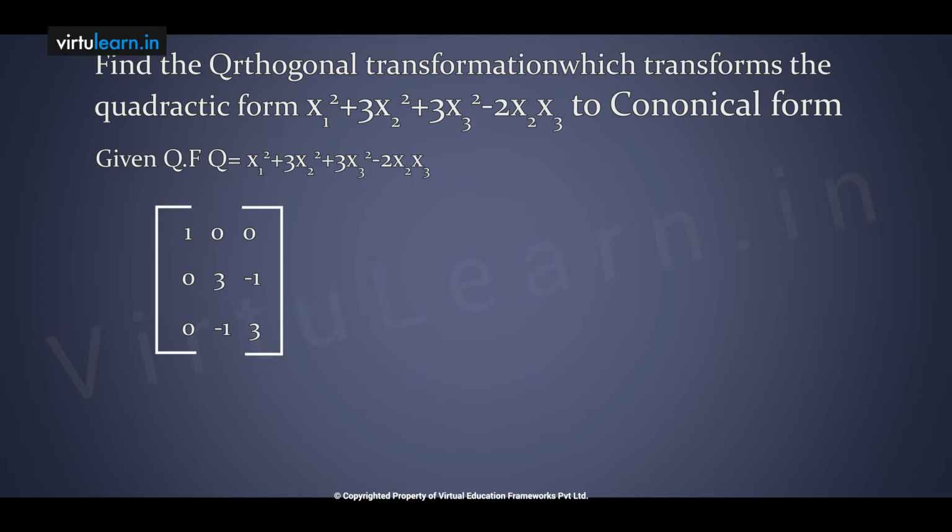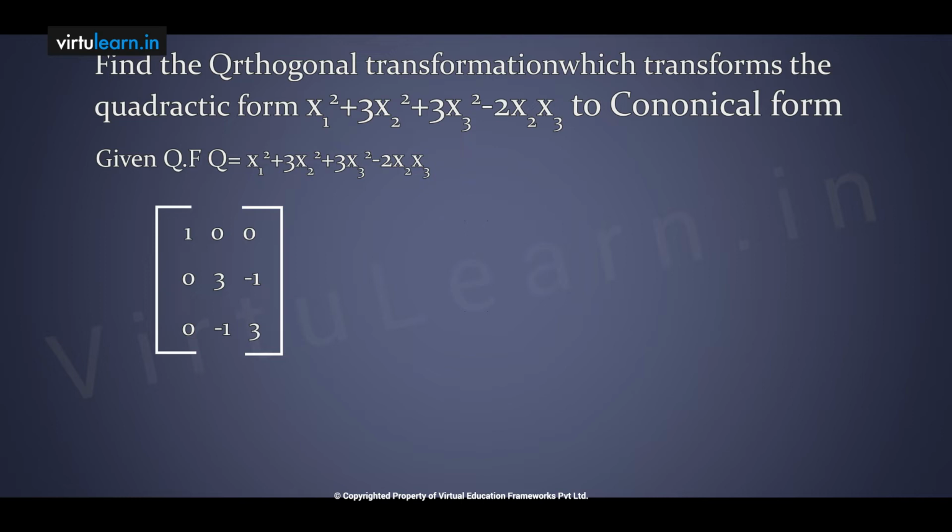Anyhow, the position of the last element is third row, third column. x3 x3 is there, x3 square. The coefficient of x3 square is 3, so I wrote 3 there. Like this we construct the real symmetric matrix from the given quadratic form. Now if you want to convert a quadratic form to canonical form, the first step is to construct the real symmetric matrix.